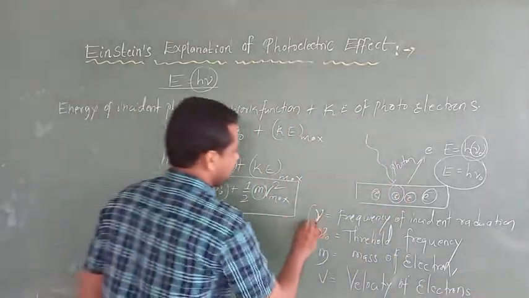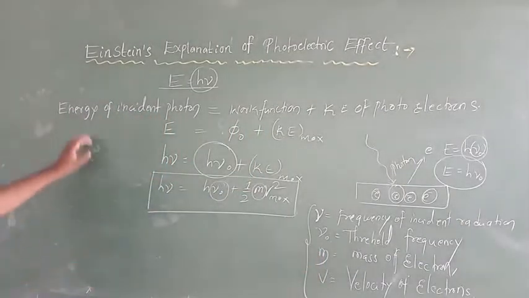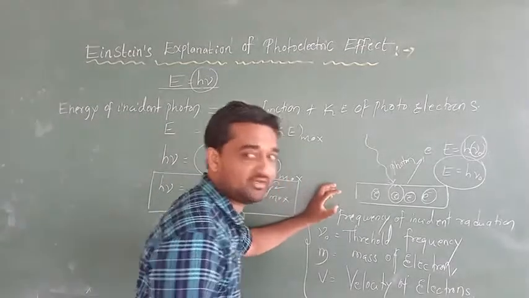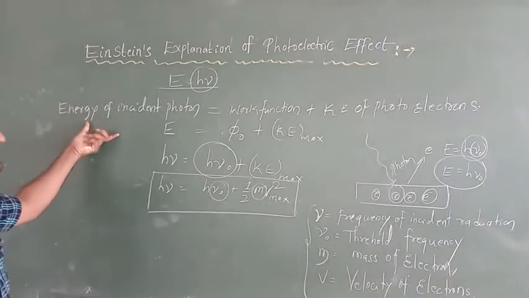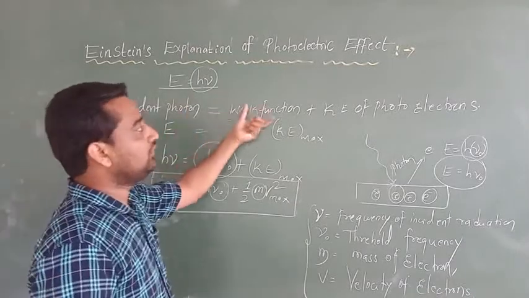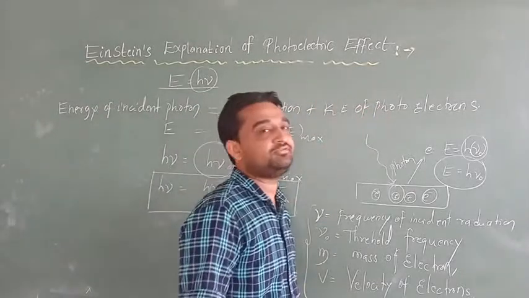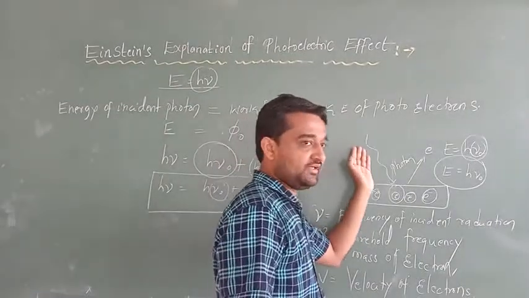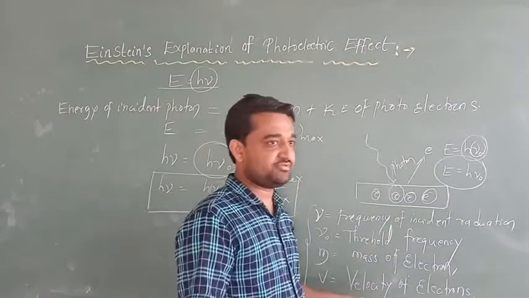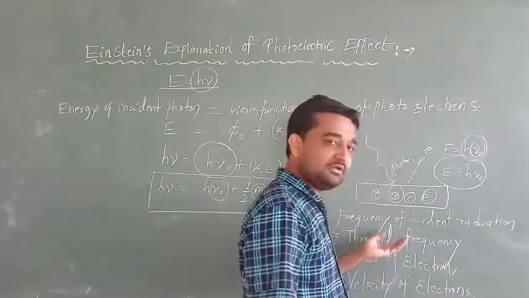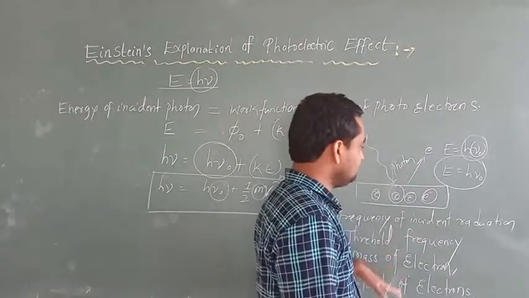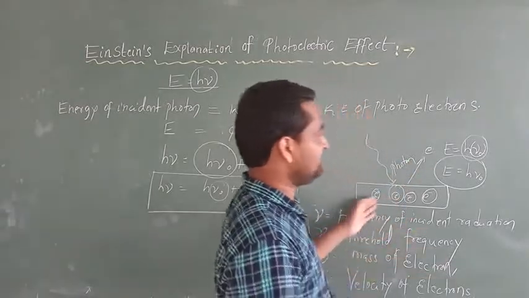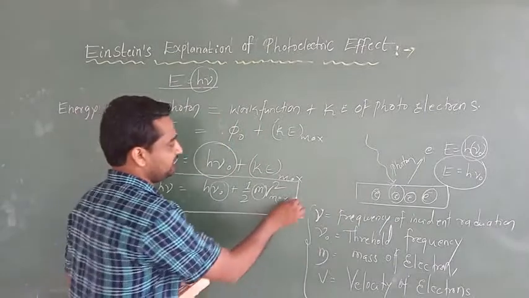Right, so in the examination we get a 2 mark question: write the Einstein photoelectric equation and explain the terms involved in it. The energy of the incident photon is equal to work function plus kinetic energy of photoelectrons. The photon of energy h nu is incident on the metal surface. There is a collision between the electron and the photon. That photon transfers the energy to the electron. Then if the incident energy is greater than the work function, the electron will be liberated from the metal surface with kinetic energy half mv square.